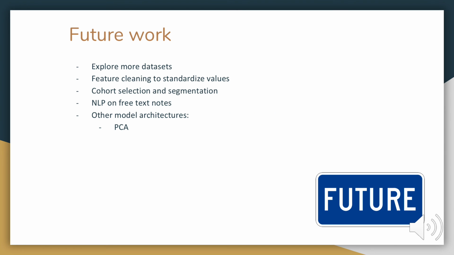To achieve better results, we would explore additional datasets, implement feature cleaning to standardize units of measurement, utilize cohort selection and segmentation through unsupervised learning techniques such as clustering or rule-based mechanisms, explore natural language processing on free text notes, and try other model architectures with a combination of standard dimensionality reduction techniques such as PCA.